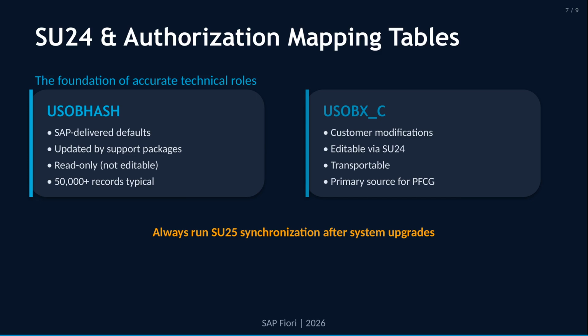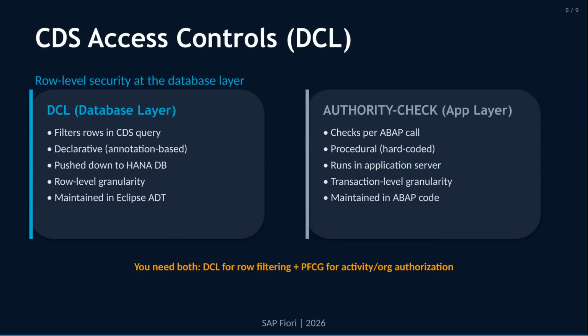Here is the key point. When you run the PFCG role generator for a technical role, it reads USOB_X_C to populate authorization values. If your SU24 proposals are wrong, your generated roles will be wrong. Always run SU24 synchronization after system upgrades to ensure your proposals reflect the latest SAP defaults.